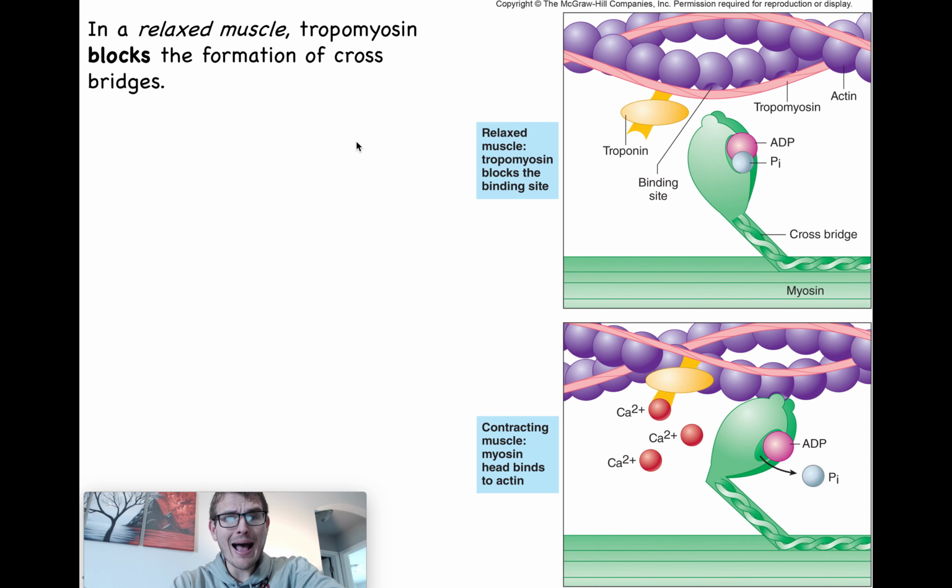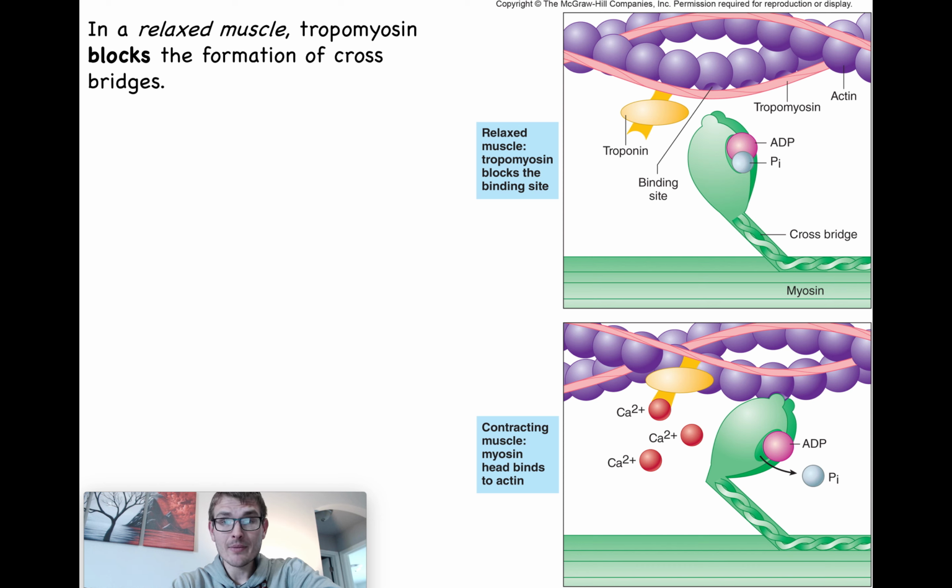Tropomyosin, what you see here in this pink color, is a long filamentous protein that runs in parallel to each of the actin strands. Specifically, what it does is it lays on top of those myosin binding sites. Essentially, it is blocking the myosin head, which is cocked back and ready to go. It is blocking it from having access to where it's trying to grab.